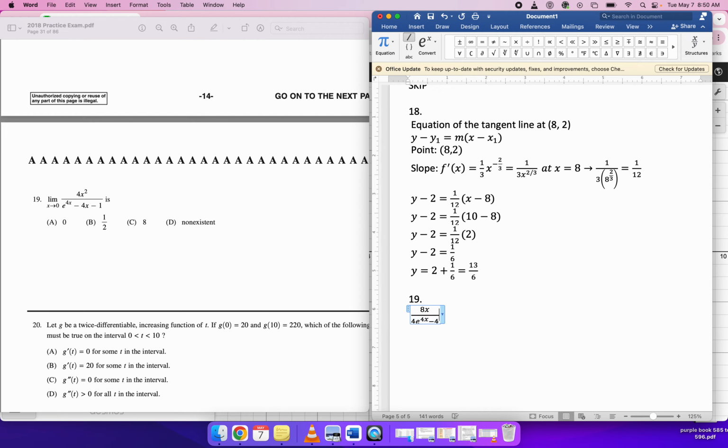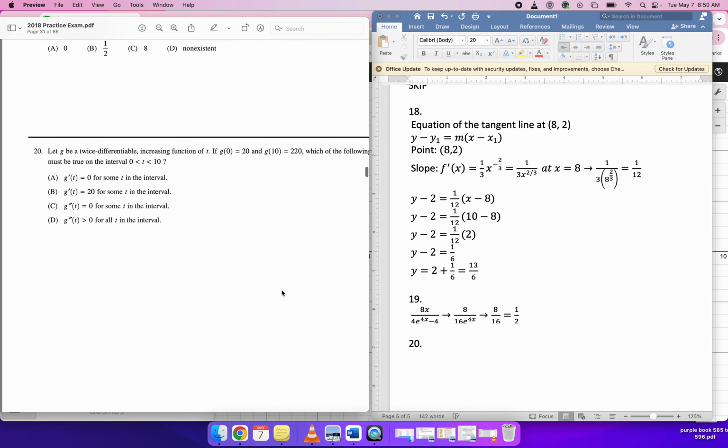minus 4. If I plug in 0 here, I think I still get 0 over 0, which means I can use L'Hopital's rule again. I take the derivative of the top and the bottom again. I get 8 over 16 e to the 4x. Now if I plug in 0, I get 8 over 16, which is 1/2. Looks like it's B.